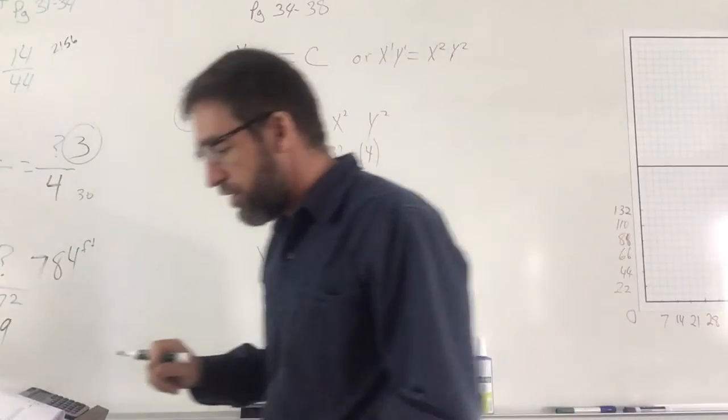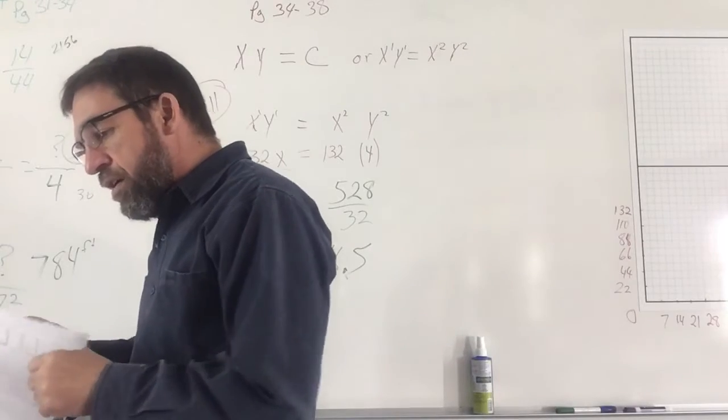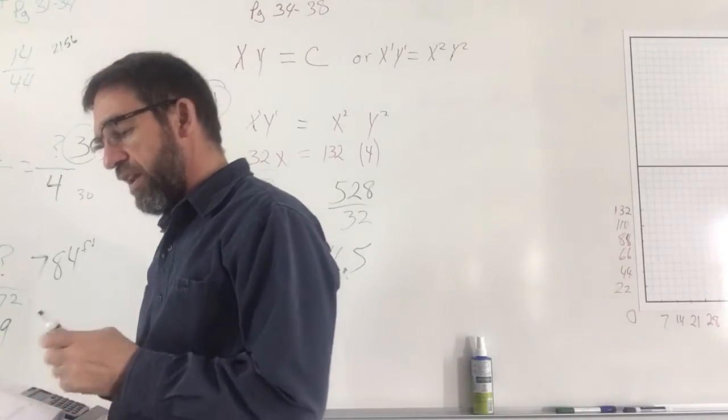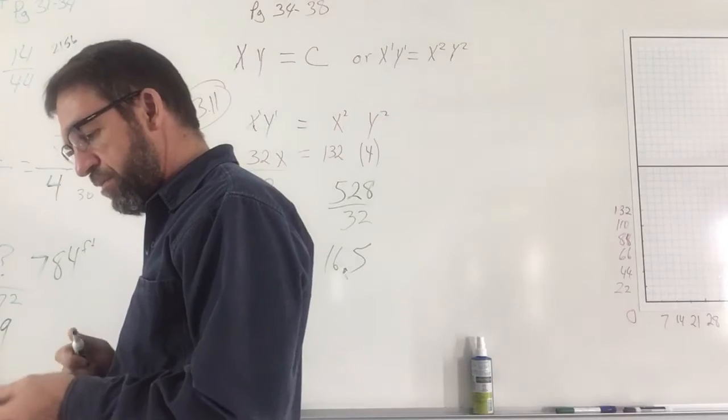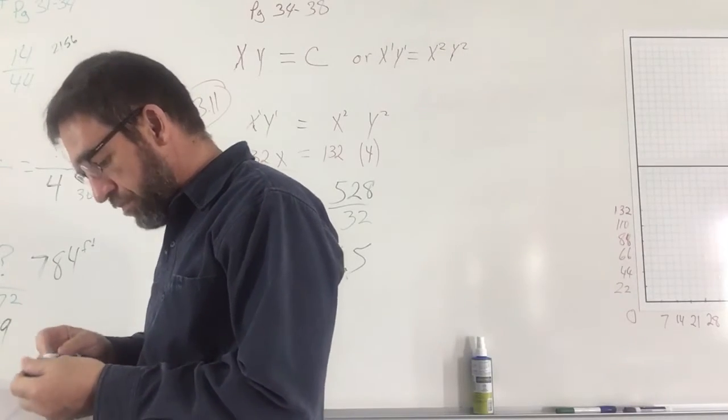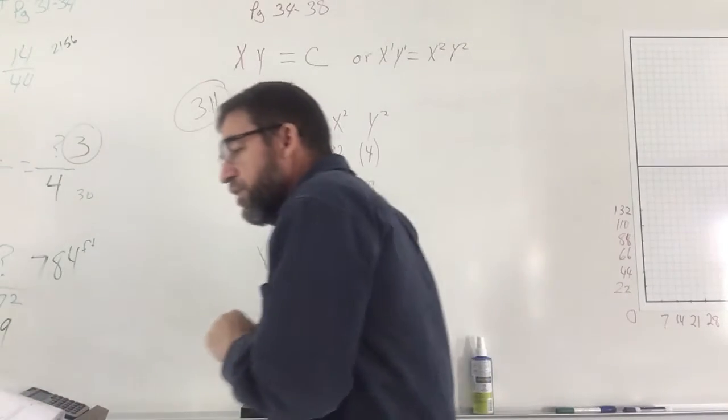And I should check that to make sure that's correct. Yes, 32 times 16.5. 16 and a half. So that's the way you will do those.